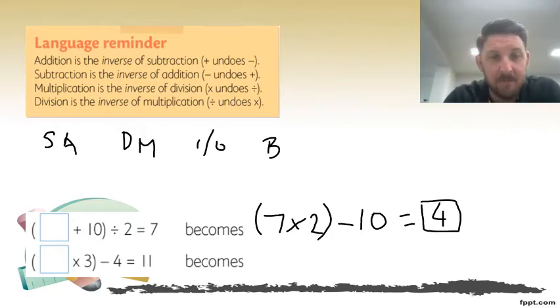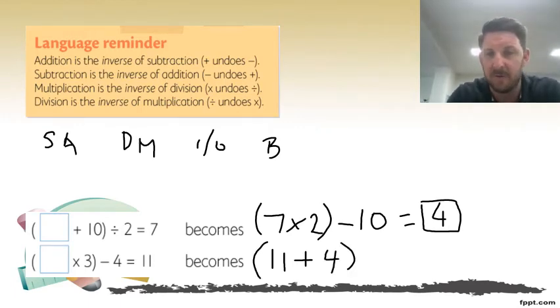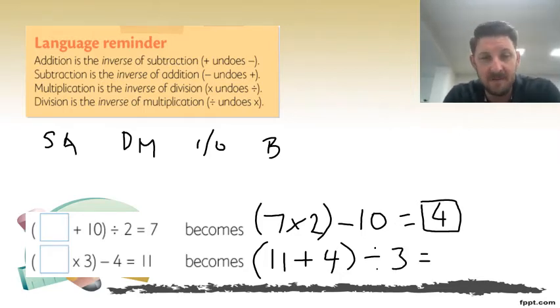We'll try it again with the next one. We've got something times 3 in brackets, take away 4 is equal to 11. So let's start again with the number that we already know, which is 11. That's our answer. We look at what's outside the brackets first, which is take 4. The inverse of take away, or subtraction, is add, so we're going to add 4. We put it in brackets because we need to do it first. Then the bracket says times 3, so we do the inverse, which is divided by 3. 11 plus 4 is 15, 15 divided by 3 is 5.